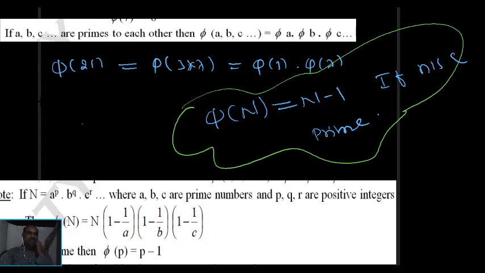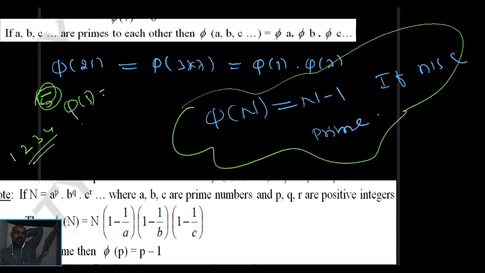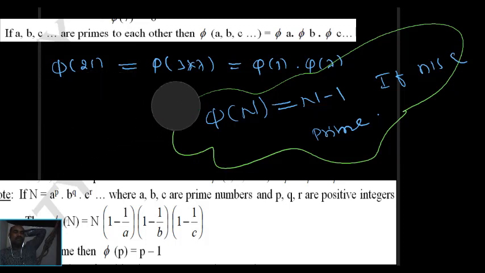For example, take the number 5. All the natural numbers lesser than 5 are co-prime to 5 only, because that is a prime number. How many are there? Less than 5 means 4 only. All 4 are co-prime. That's why phi of 5 we can write 4, or 5 minus 1. Take any prime number, say 11. All the natural numbers less than 11 are co-prime to 11 only. That's why phi of 11 directly I can say 10. That's why phi of n equal to n minus 1 if n is a prime number.